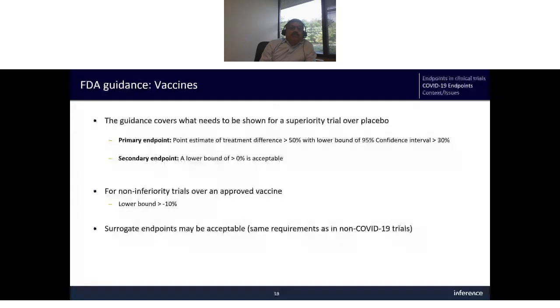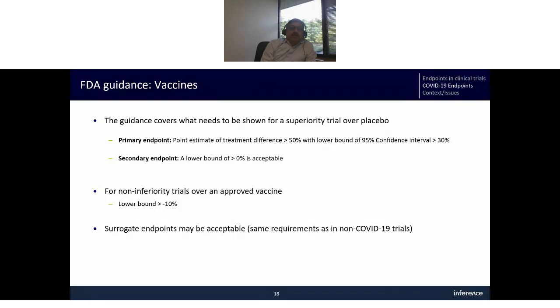Now, the other slide is, again, more statistical in nature, but I would just mention that. There could be two types of trials we know. One would be superiority trials, where the drug or the vaccine beats placebo, and the other could be non-inferiority trials, where you compare your drug or vaccine with something that has already been approved.